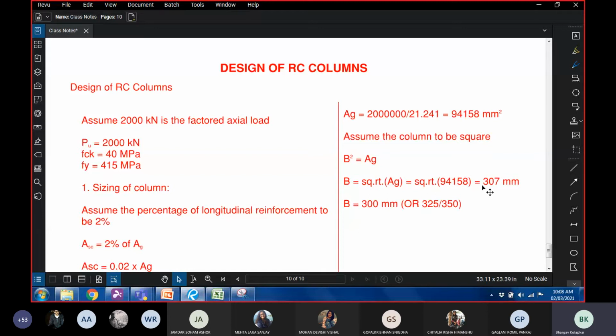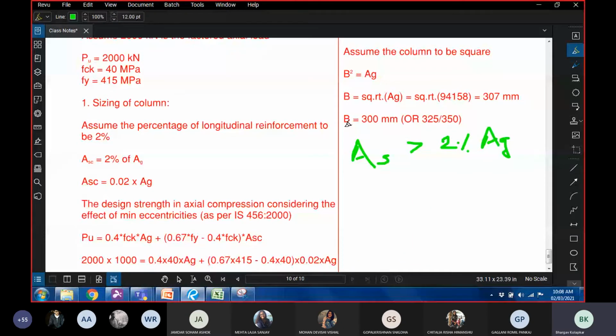You could either approximate it to 300. Don't write this, okay? You can approximate it either to 300, or you can even say 325 or 350. It's okay. Now, what does it mean? So when you approximate 307 to 300, what it means is that the area of steel that you will actually get would be very slightly greater than 2% of AG. Why very slightly? Because 307 is very close to 300. If you assume it to be 325, your area of steel would be slightly lesser than 2% of AG.